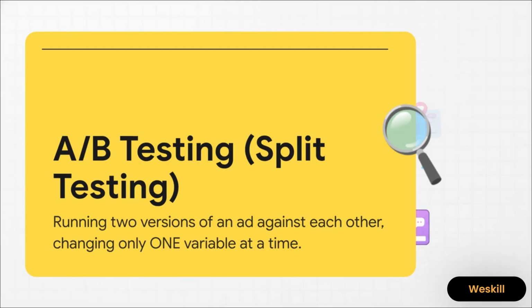We do this with something called A/B testing, or split testing. And the golden rule is right there on the slide, and it's so important. You only change one variable at a time. Seriously, if you change the audience and the image, you'll have no idea which change actually made the difference. Isolate one thing so you can get clean, useful data.